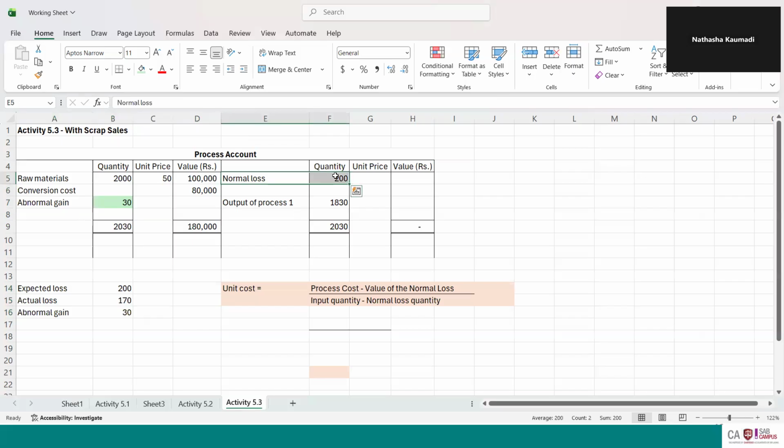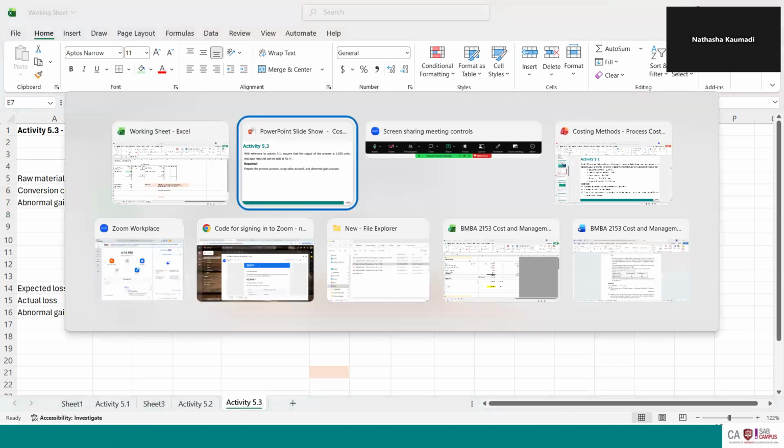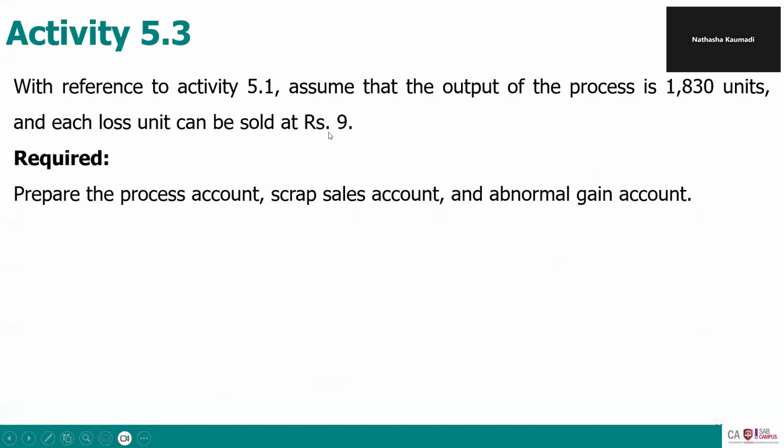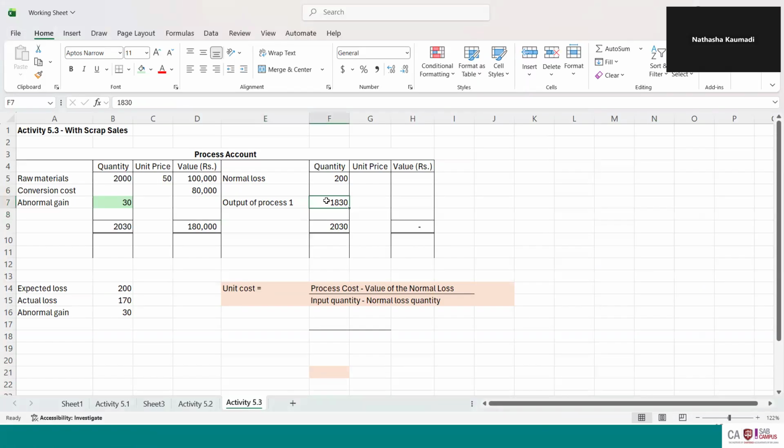Normal loss anyway, credit side. So we have tallied the quantity columns as well. Now, special thing, here we have what? Scrap sales, same price, 9 rupees. Since we have scrap sales, we can't keep the normal loss value 0. We need to put the value 9 rupees.